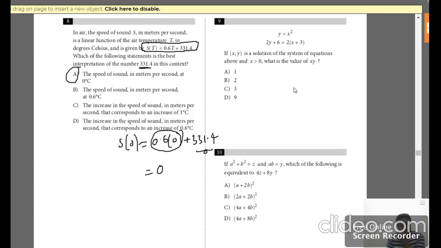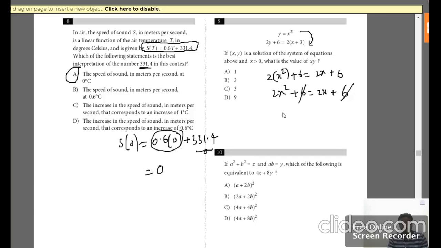Moving on to question number 9, wherein you have y is equal to x square along with another expression. Just plug this in place of y. So twice of x square plus 6 is 2x plus 6. I'm just multiplying this equation. So you get 2x square plus 6 is equal to 2x plus 6.